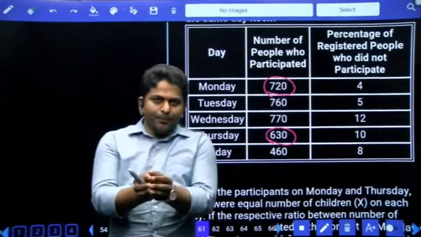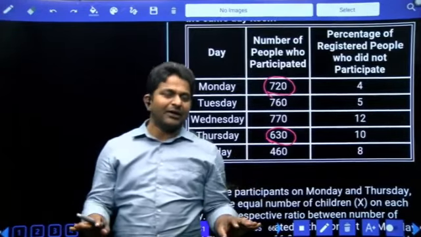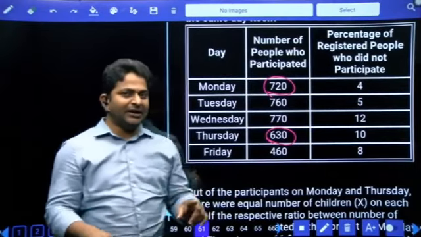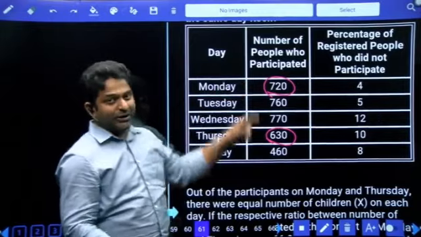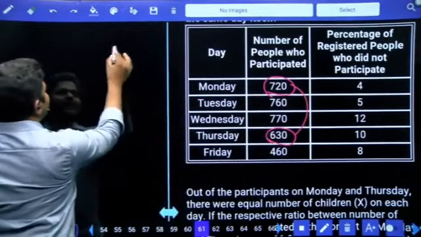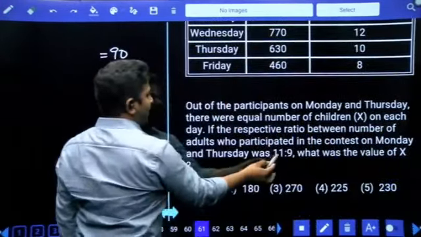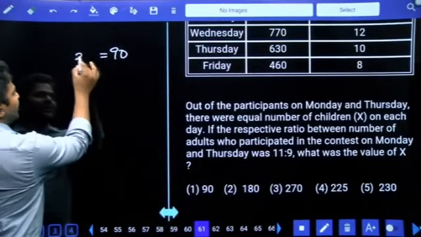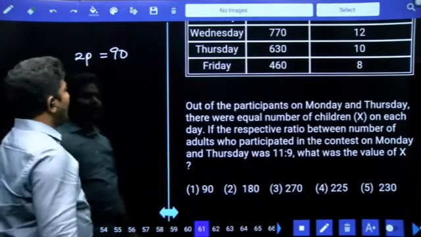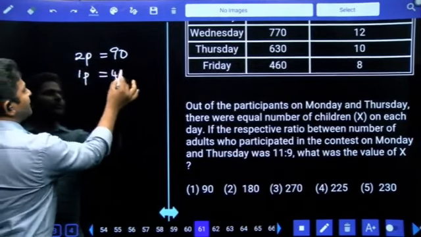If there are 2 different groups, and in both groups the children are equal, whatever difference there is in adults is going to be the total difference. So the difference between both is equal to 90, and you know that adults are in the ratio 11:9, hence the difference is 2 parts. 2 parts is equal to 90, so 1 part is equal to 45.